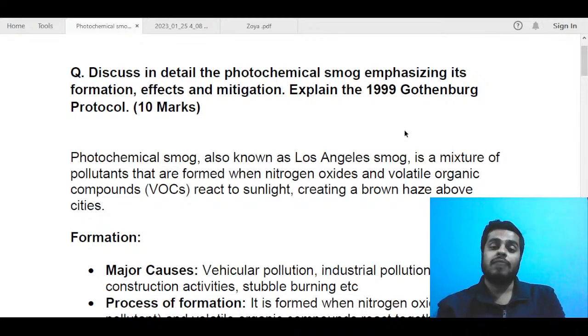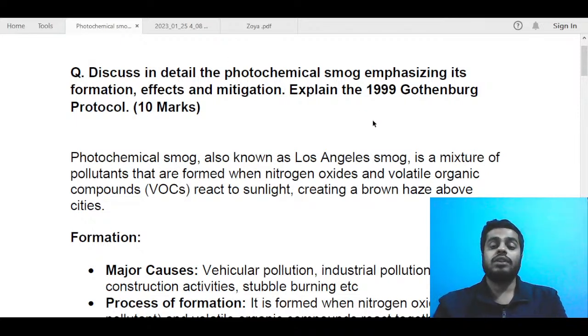But if you had some idea about this protocol, basically what it overall relates to, you could have come up with a decent answer. The first part was quite easy because we read a lot about photochemical smog, and the question clearly asks three things: how it is formed, what the effects of photochemical smog are, and what measures we can take to mitigate it. I think these three parts were sufficient. If you could write these three parts decently, the first part of the question was done.